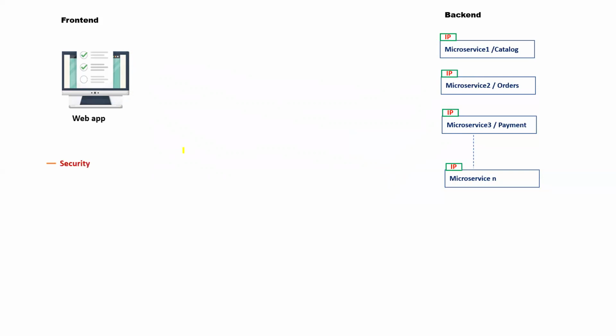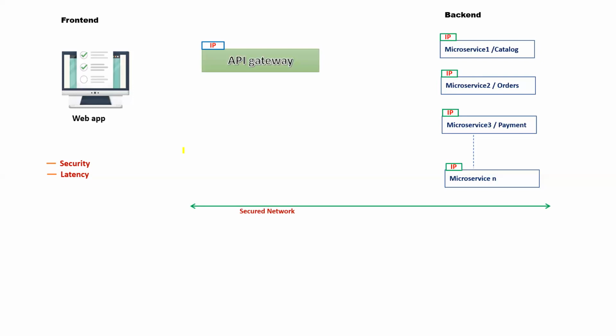So one thing was security, and the second thing was latency. Because of having multiple hits, my request process is going to take more time to build my response. Hence, there is very huge latency happening here. So to avoid these security and latency problems with direct connectivity to the microservices, we need to have a security network here. That is nothing but the API gateway.